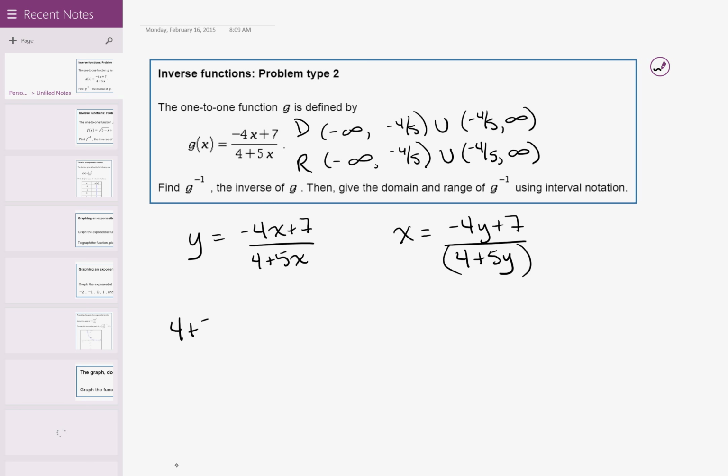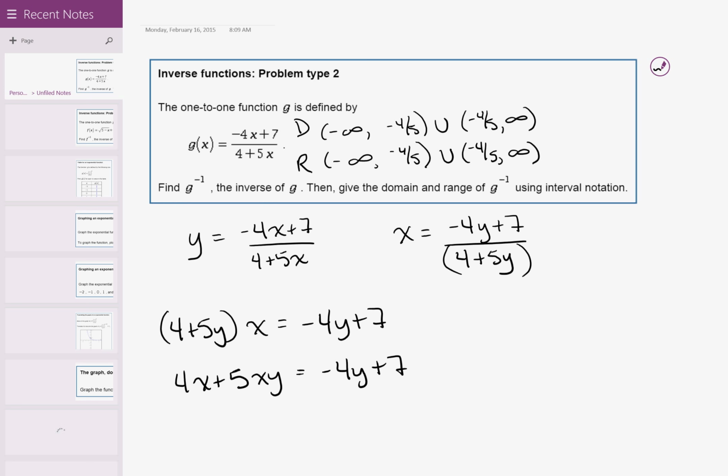So 4 plus 5y times x is equal to negative 4y plus 7. And I'm going to distribute the x. 4x plus 5xy is equal to negative 4y plus 7. Now, I want to have all of my y's on one side of the equation and everything else on the other. So I am going to add 4y to both sides, and I'm going to subtract 4x from both sides.